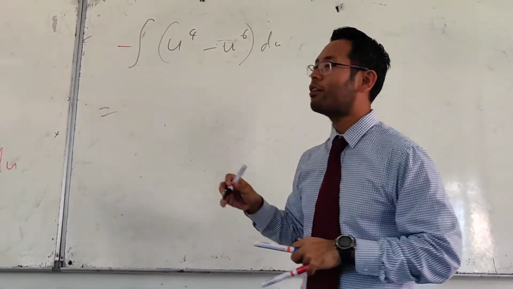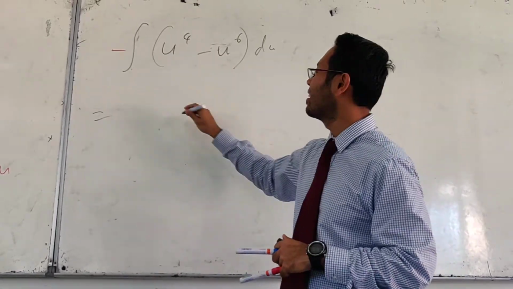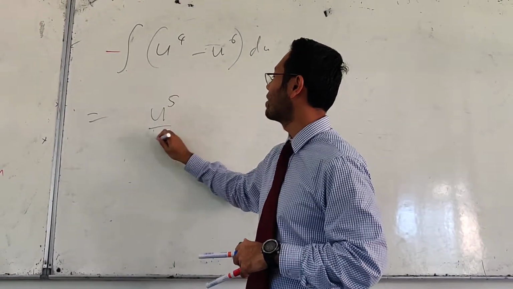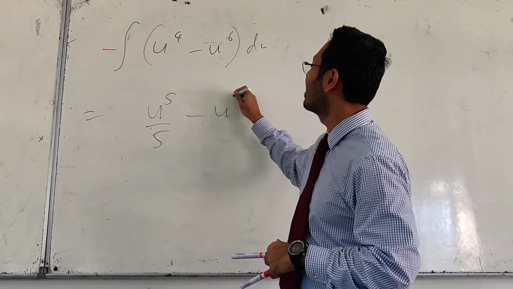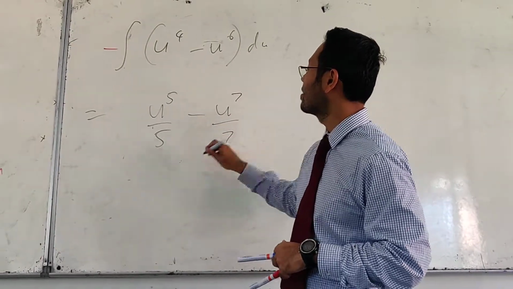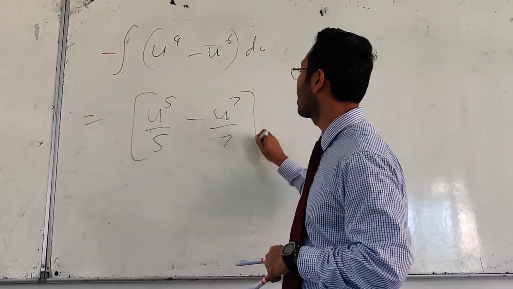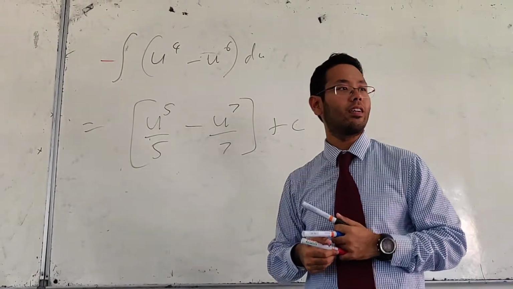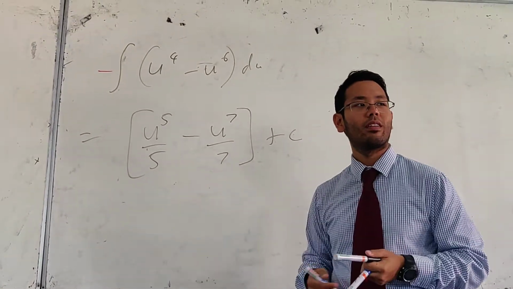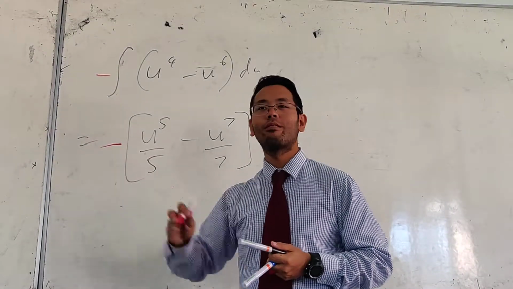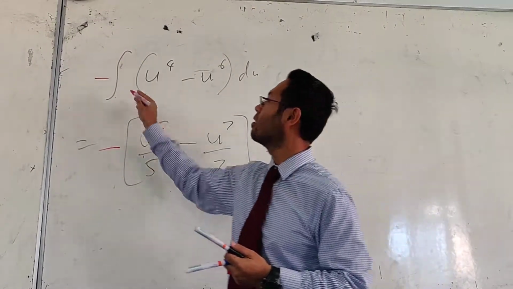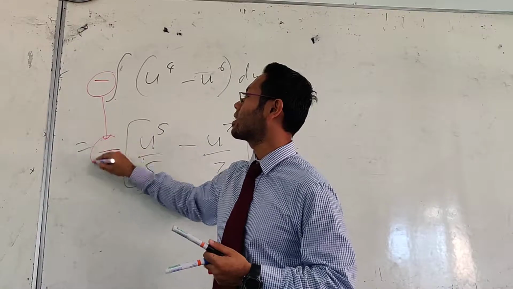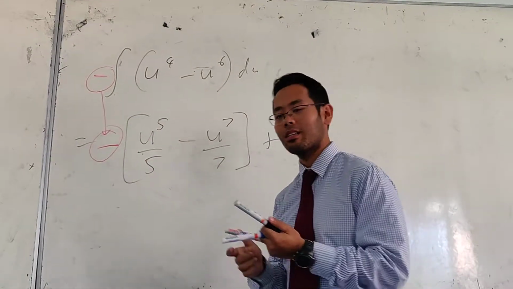Okay, integrating U4. U5 over 5. Life is easy over here, so U6 is 7 over 7. Last year. Let's see, is it okay? Yeah. Why not? I miss the negative. Yeah, be careful. This is something that people normally miss.